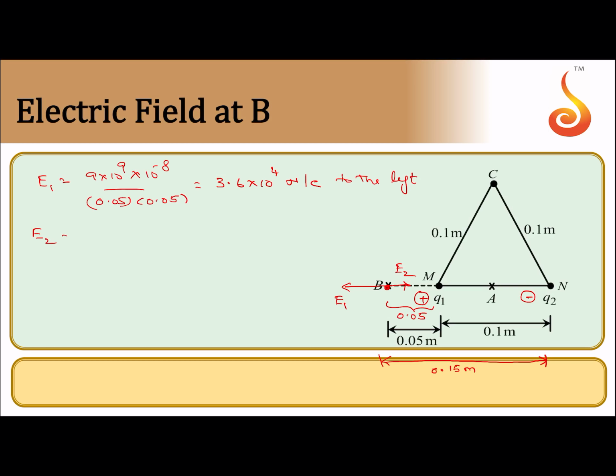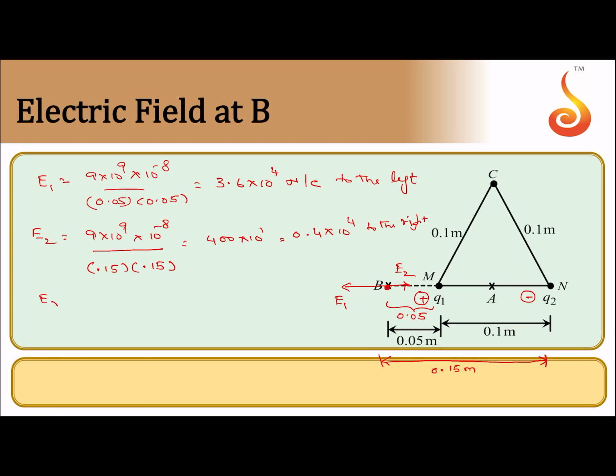And E2, if I get electric field 2 because of Q2, will be K, 9 into 10 power 9, into Q, which is 10 power minus 8. Once again, I will not put the negative sign, I just put it as 10 power minus 8, and r squared is 0.15 times 0.15. So, it becomes 9 divided by 0.15 divided by 0.15, which is 400. So, it is going to be 400 into 10 power 1, which is going to be 0.4 into 10 power 4 to the right.